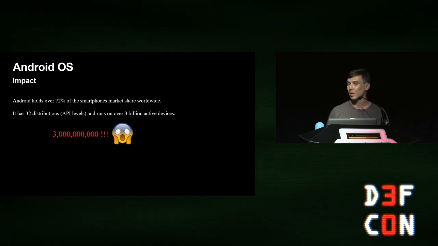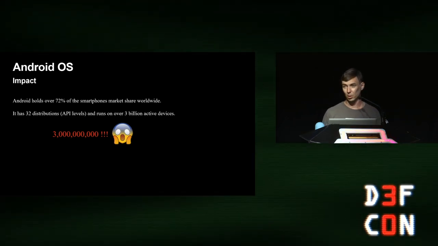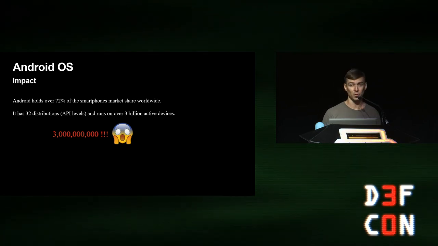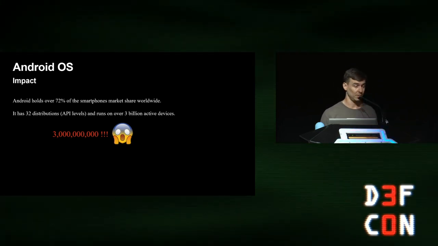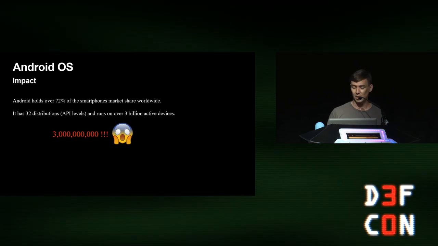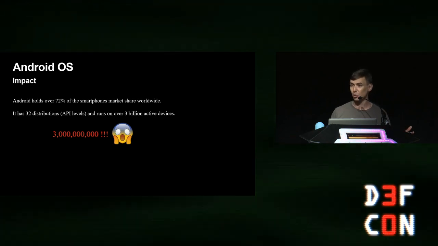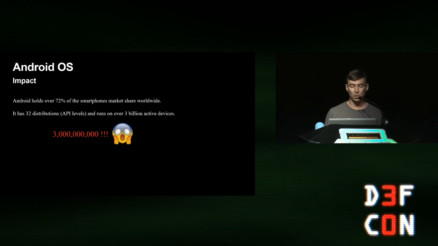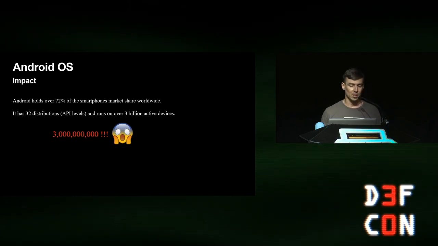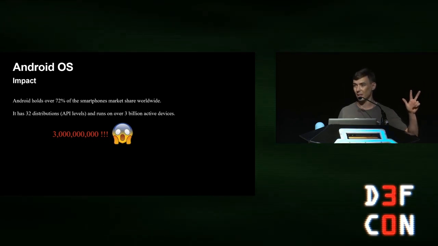So first of all, a little bit of statistics. At the moment I was making this presentation, I looked in Google for the latest statistical data. I found that Android holds 72% of the market share of all smartphones in the world, which is a little less than in previous years, but the absolute number of smartphones increased so much that this is actually more than they had previously. Android OS has 32 distributions, or as it's called officially, API levels, and it runs on over 3 billion active devices. 3 billion. Think about it.